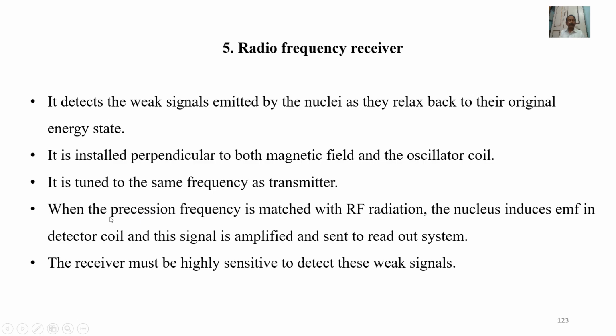When the precession frequency is matched with the RF radiation, the nucleus induces EMF in the detector coil, and this signal is amplified and sent to the readout system. The receiver must be highly sensitive to detect these weak signals.